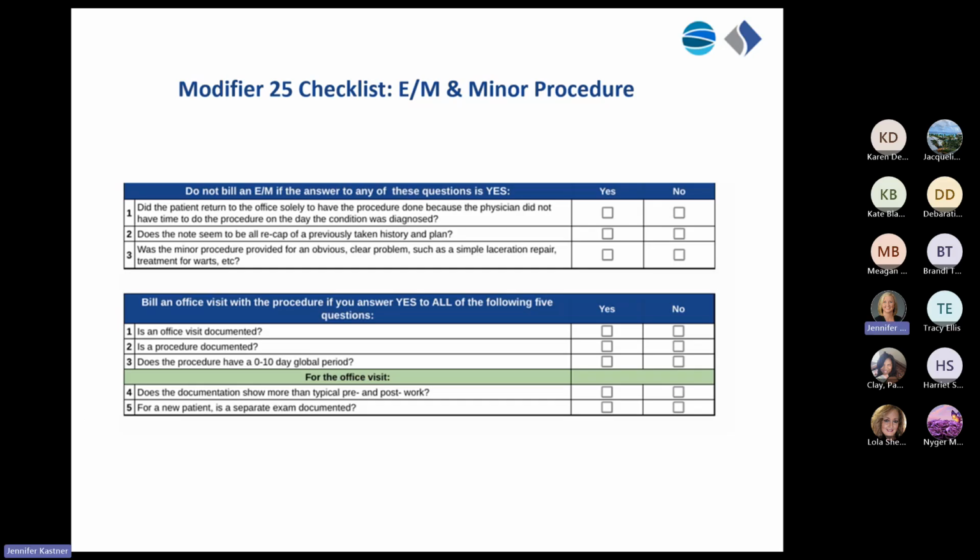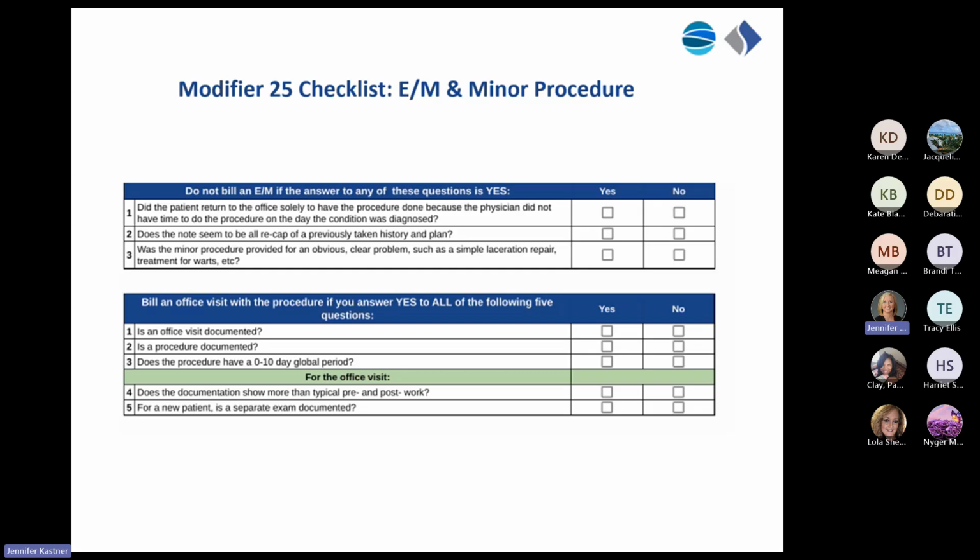The next section says, bill an office visit with a procedure if you answer yes to all of the following 5 questions. Is the office visit documented? Is a procedure documented? Does the procedure have a 0 to 10-day global period? Does the documentation show more than the typical pre and post work associated with the procedure?